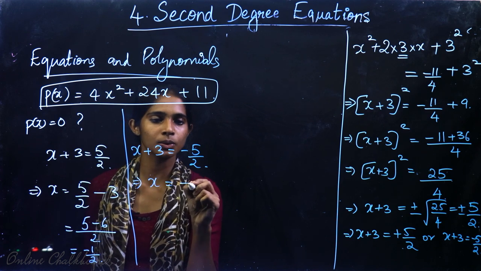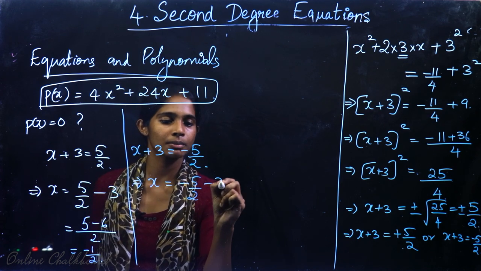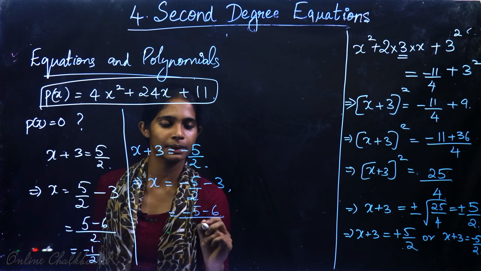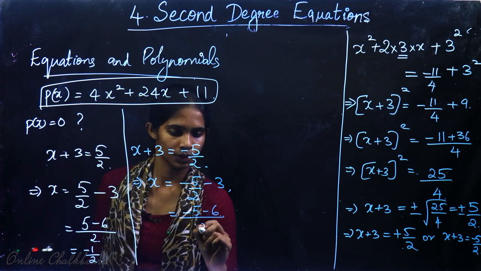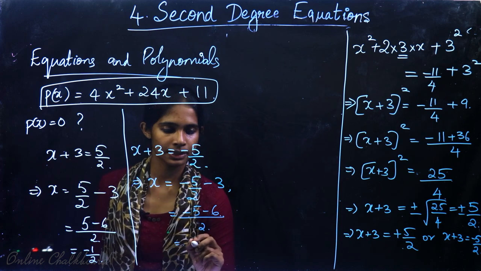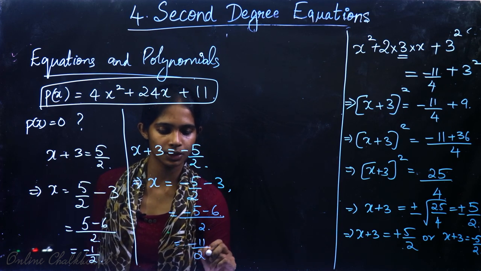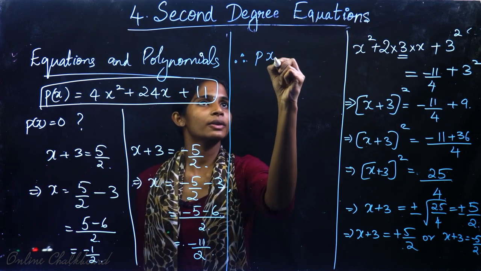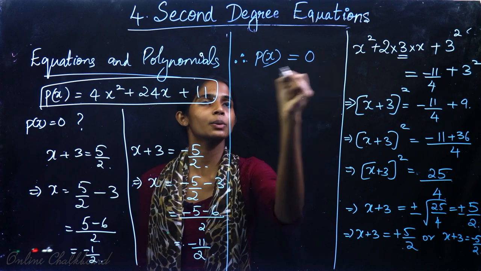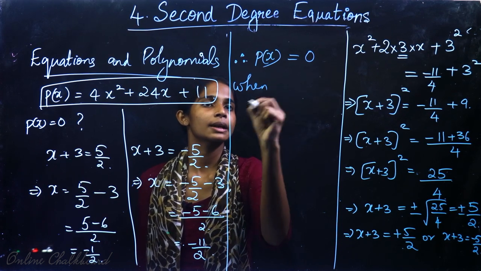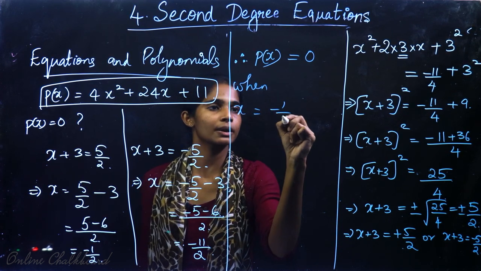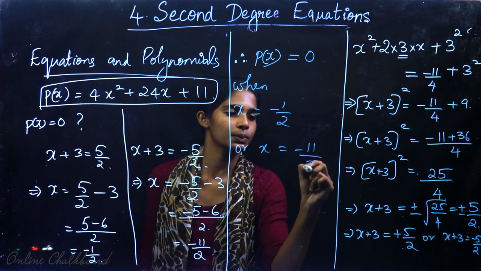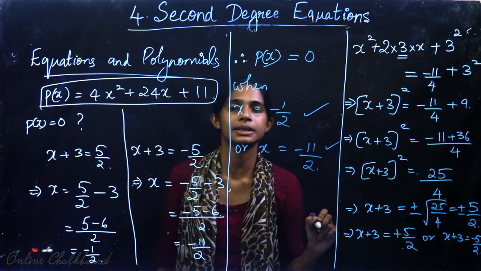Then x is equal to minus 5 by 2 minus 3. So that will be minus 5 minus 6 divided by 2. So we will get it as minus 11 divided by 2. Therefore we see that p of x, that is the polynomial, is equal to 0 when x is equal to minus 1 by 2 or when x is equal to minus 11 by 2. So, we have two different answers of x.